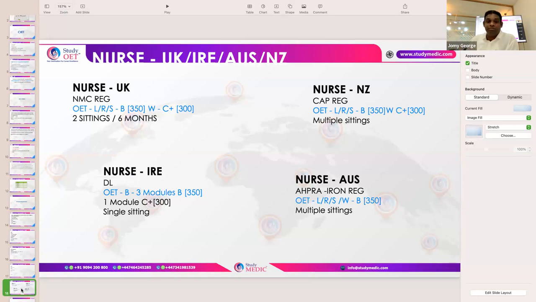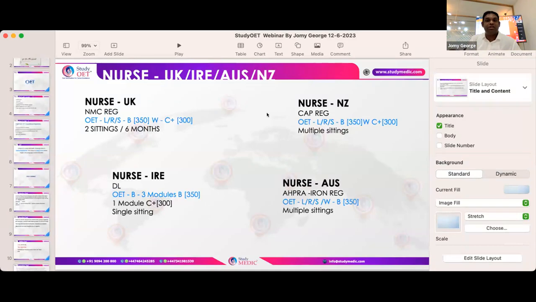Nurse to New Zealand, the same. Nurse to Ireland, no clubbing, but 3 modules B and 1 module C+ is okay. Nurse to Australia, all 4 modules B, like doctors, but clubbing is possible, multiple settings. So the same way dentists, vets, everybody, all the healthcare professionals attend the OET examination for their registration. So what is OET? OET is a medical English test. Who attends this? Medical professionals.